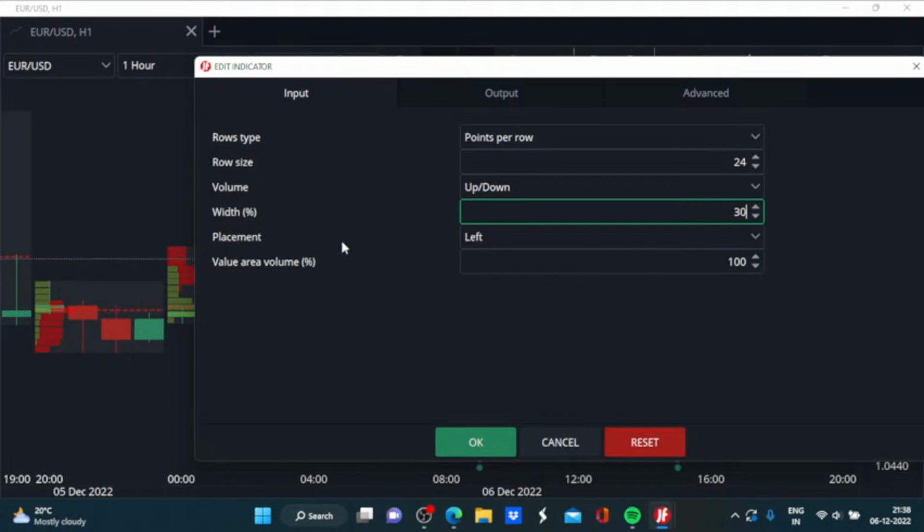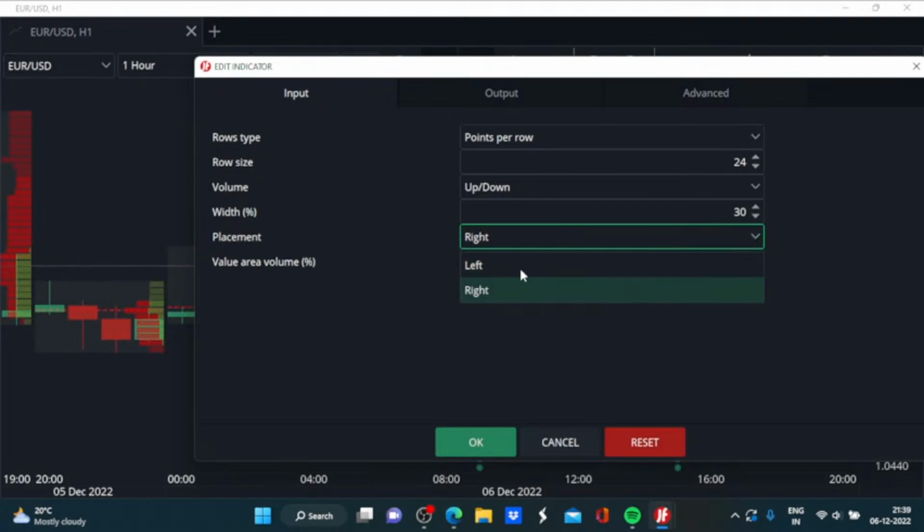The placement is on the left hand side. Volume can be up and down or total. You can go for a total volume, but up and down volume gives us a better understanding of whether we were looking at more ask or more bid volume. So it is better to work with this up and down. Volume, value area volume. I'm again going to restore the default setting. You can go for right side or left hand side plotting, but it is the same. There is not much of a difference. It is simply for plotting on the vertical axis, y-axis.